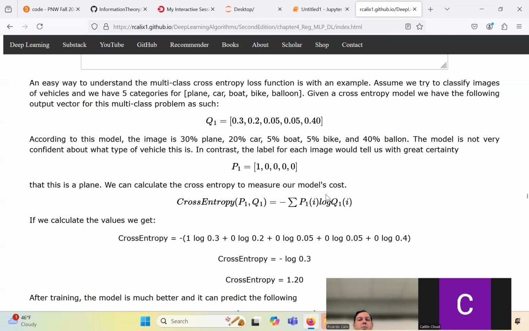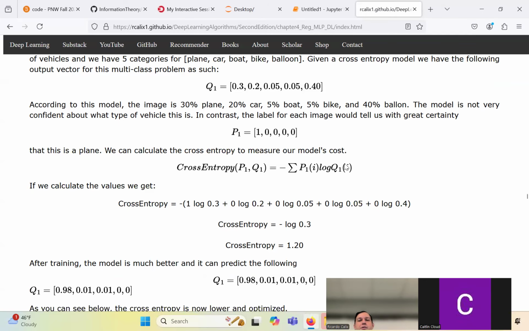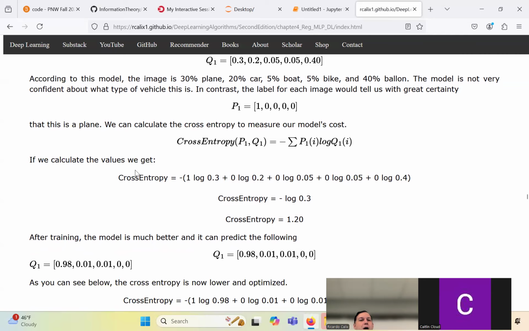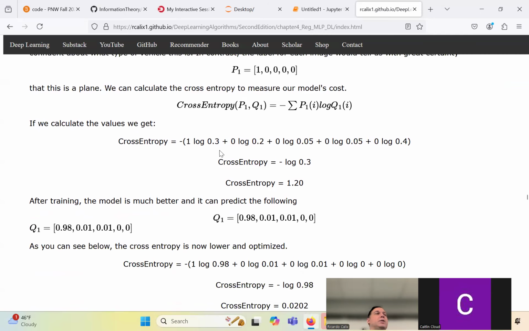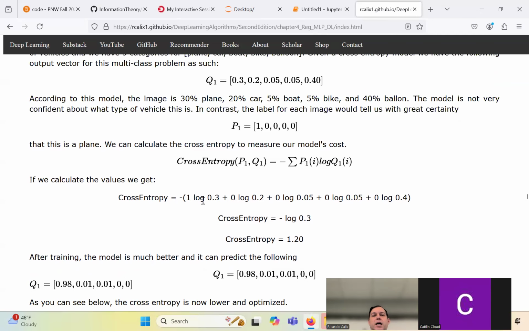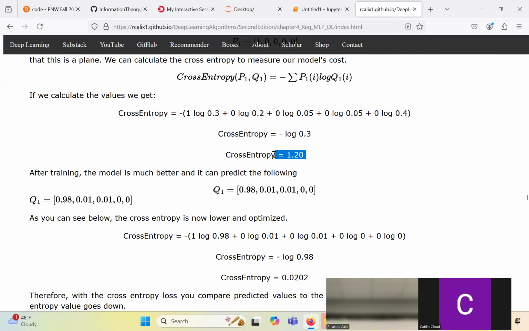We can calculate the cross entropy to measure our model in this way, right? So you can see that it's the same equation. You can see the example here. So we take the real and the pred. So basically the sum of this 1 times the log of 0.3, right? And then you add the other ones: 0 times log of 0.20, 0 times log of 0.05, 0 times log of 0.05, and finally 0 times log of 0.40. Do you guys see that? When you calculate this, the cross entropy of this should be about 1.20.